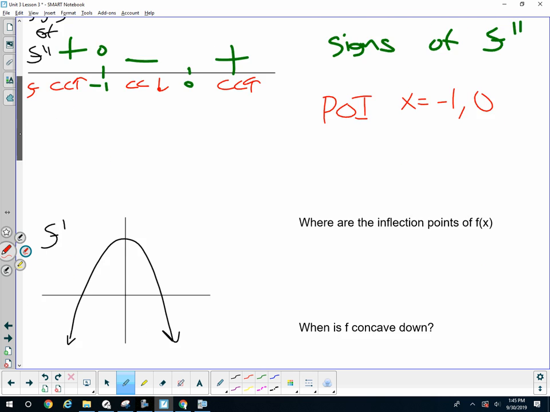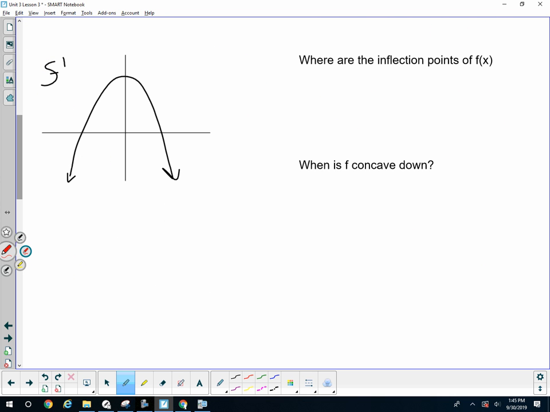All right. Again, graph of f prime. What are the inflection points of f? When is f concave down? I want a couple points there, but you'll find that they don't matter. Go ahead, do it, check with your neighbor.